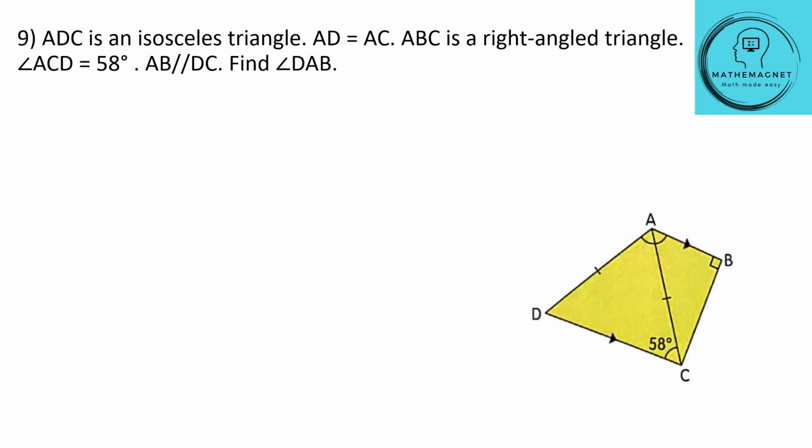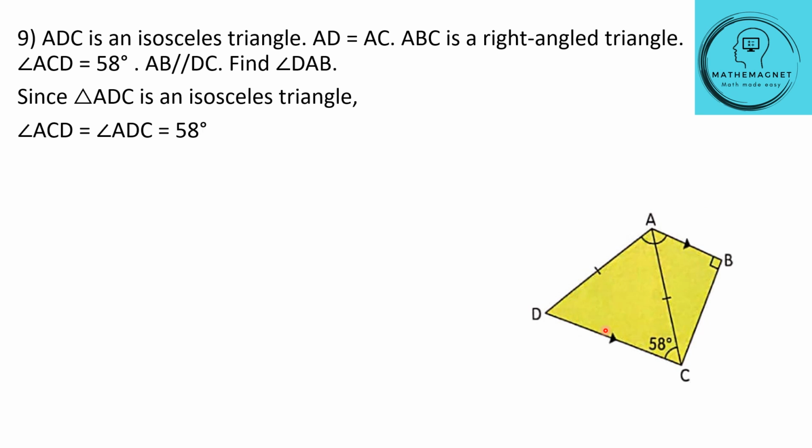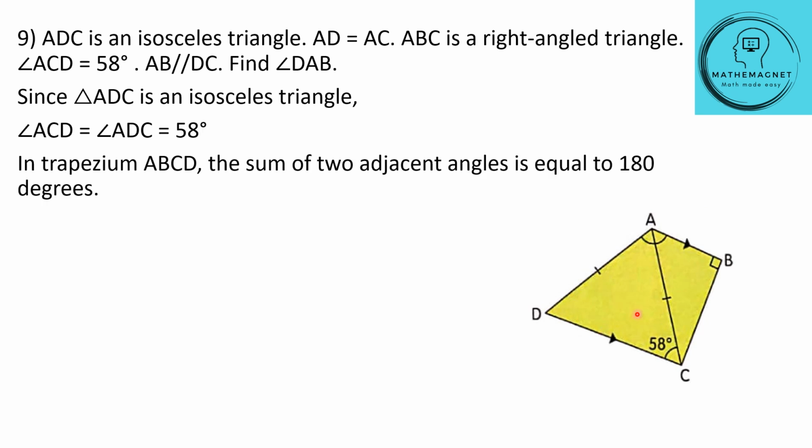Now we will consider this triangle ADC first. We know it's an isosceles triangle, and as per the properties of an isosceles triangle, this angle, that is ACD, is equal to angle ADC, equal to 58 degrees. Now we know this is the shape of a trapezium, and these two sides are parallel and these two sides are not parallel. So this is a trapezium, and we know this angle ADC is equal to 58 degrees.